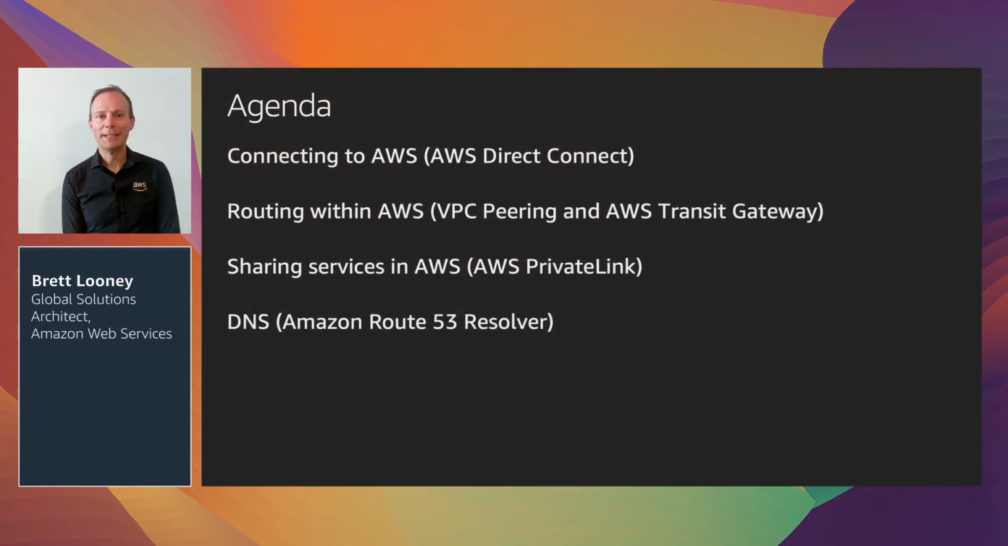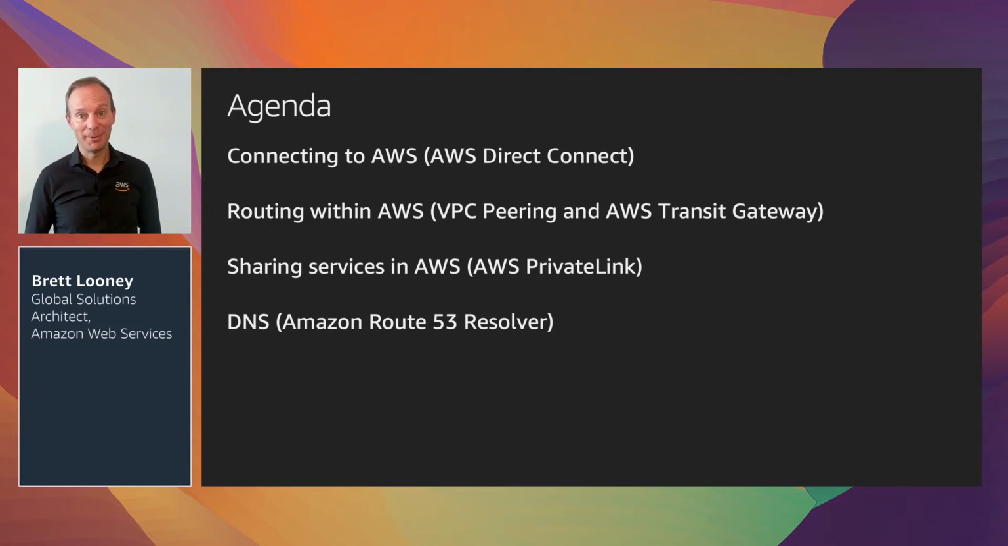What are we going to talk about today? First of all, connecting your network to AWS. Second of all, what you do once you get in there, so how to route inside AWS. Third, how you share services in AWS. And fourth, the glue that kind of holds it all together, the DNS.